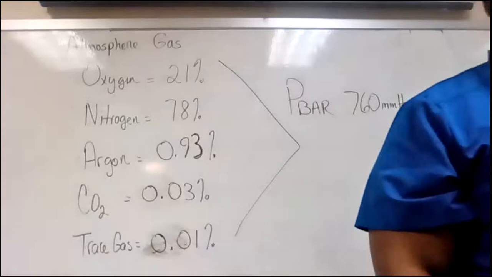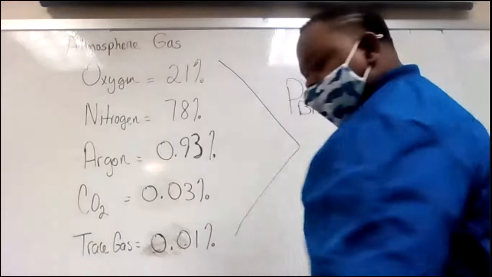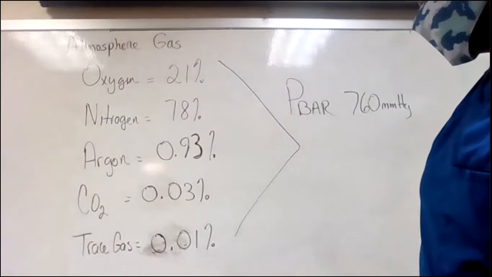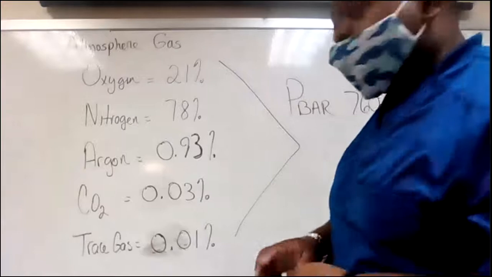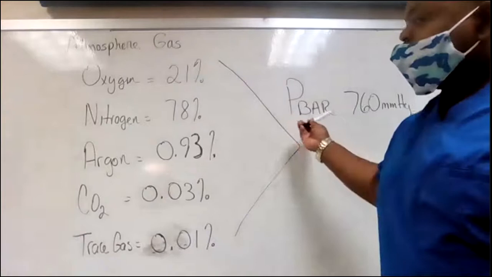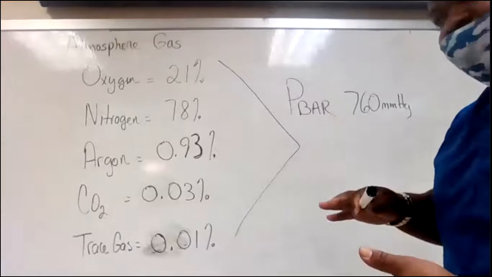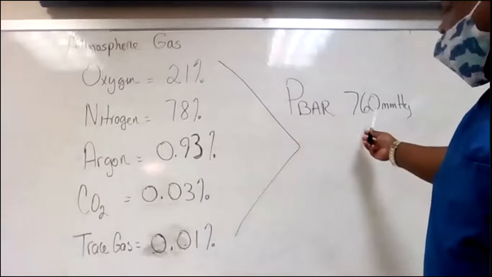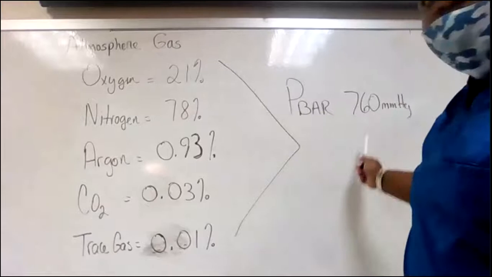What happens if you live below sea level? Like in Charleston, where I'm from, they're below sea level. Is the barometric number different down there? Yes, it would be different, but the percent of oxygen will still be 21%. What's different is the nitrogen level. As a matter of fact, the barometric pressure might be higher below sea level, because above sea level, way up in the sky, it's less than 760. Okay? All right.